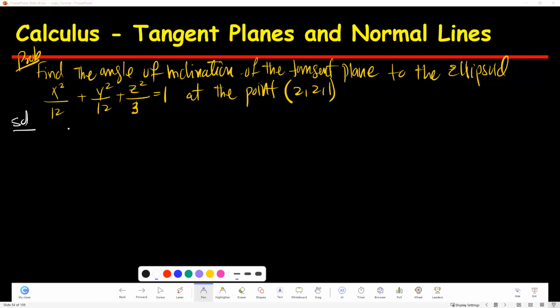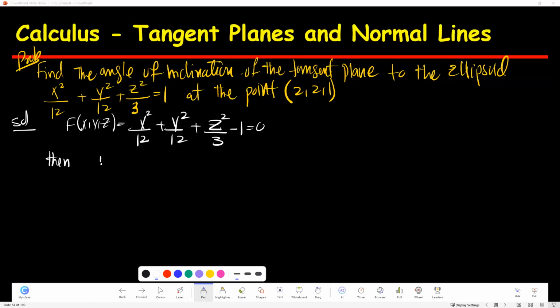Here I'm going to write my function one more time. It's going to be x squared over 12 plus y squared over 12 plus z squared over 3 minus 1 equal to 0. I'm going to do a draft step, right? Then the gradient of f at a given point. The given point is (2, 2, 1).